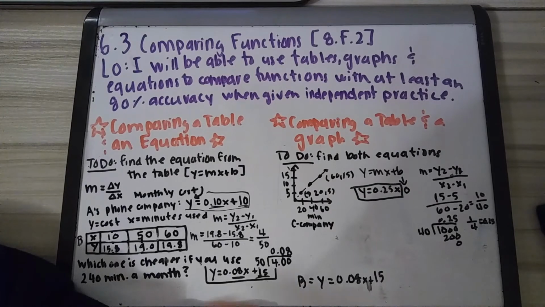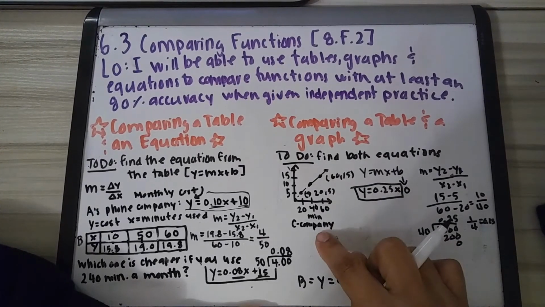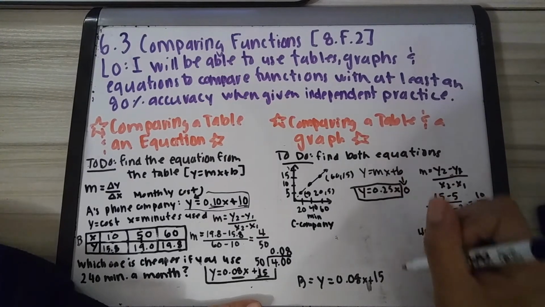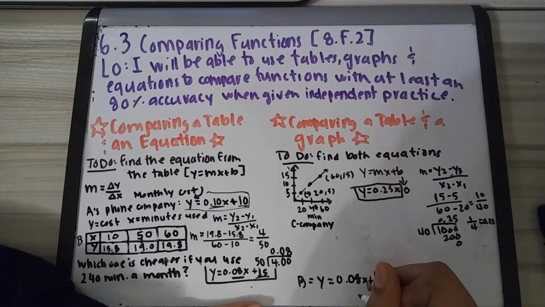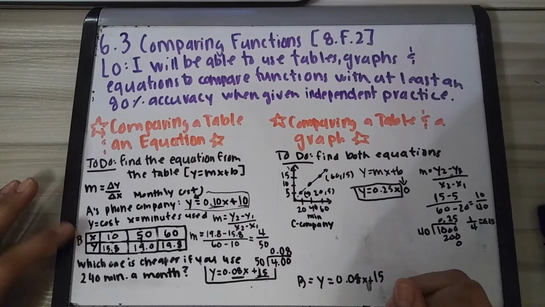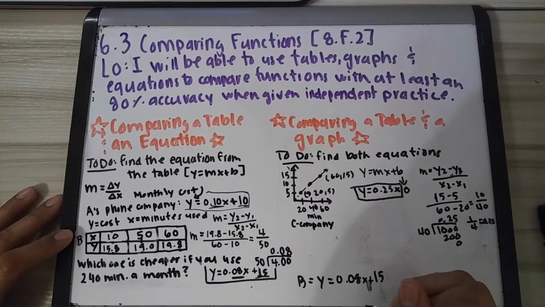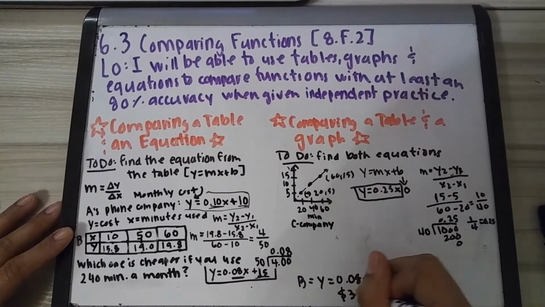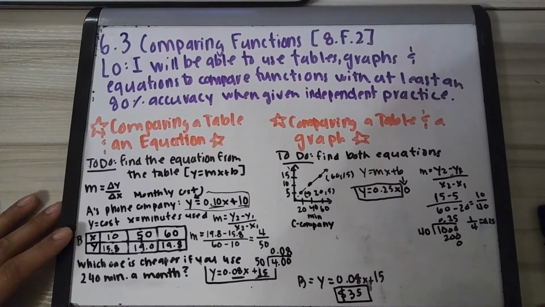So in that case, let's see if company C is cheaper than company B. We're using 240 minutes. This one we already know, for company B that was $35. I erased it, I shouldn't erase it, for 240 minutes.